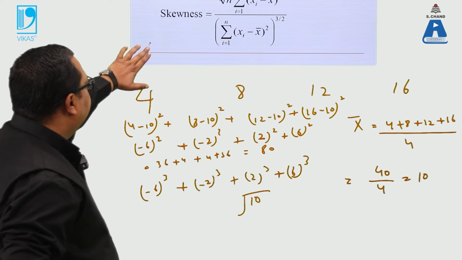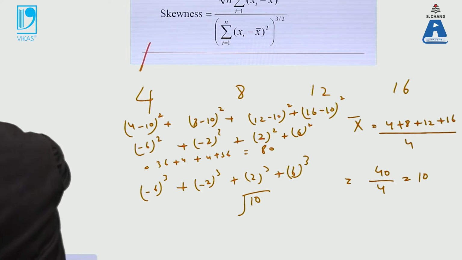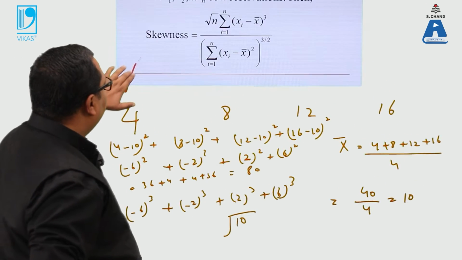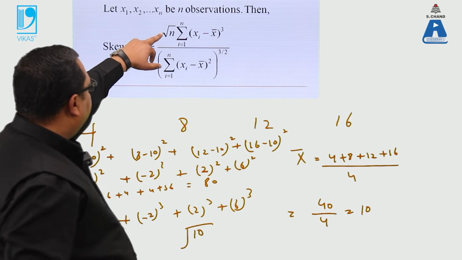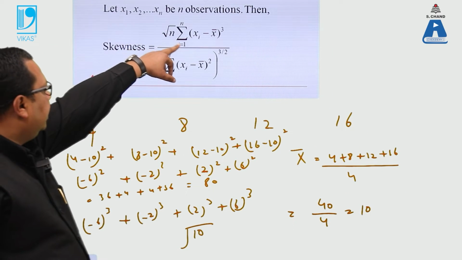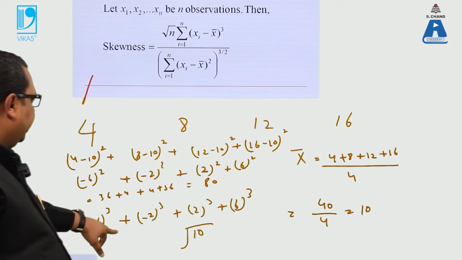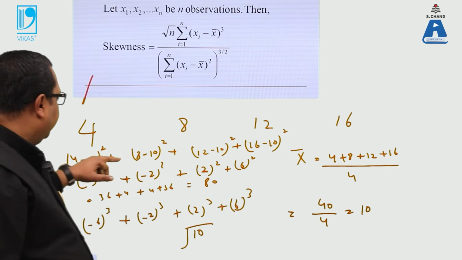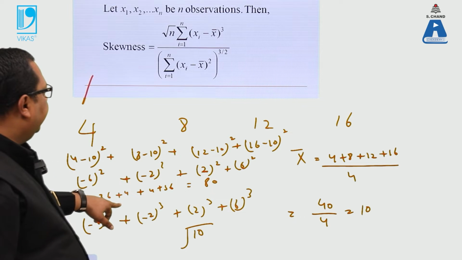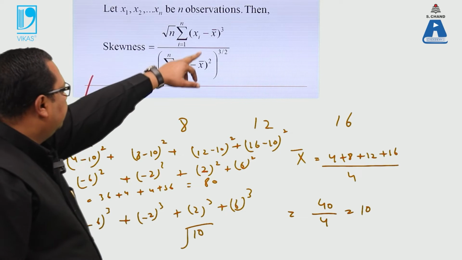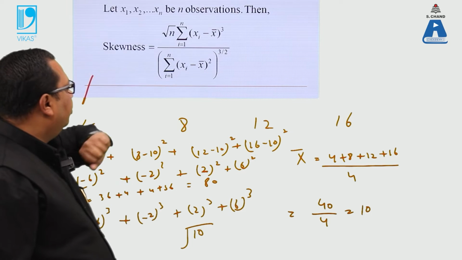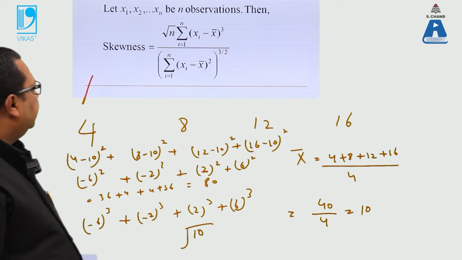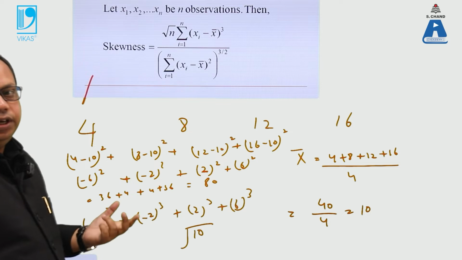So we can see in this particular formula that we can put the value of under root n, then xi minus x bar whole cube, the value that we are getting here, divided by xi minus x bar whole square, the value we are getting here as 80. Okay, this will be to the power 3 by 2. So when we calculate this, this will give us the skewness value.